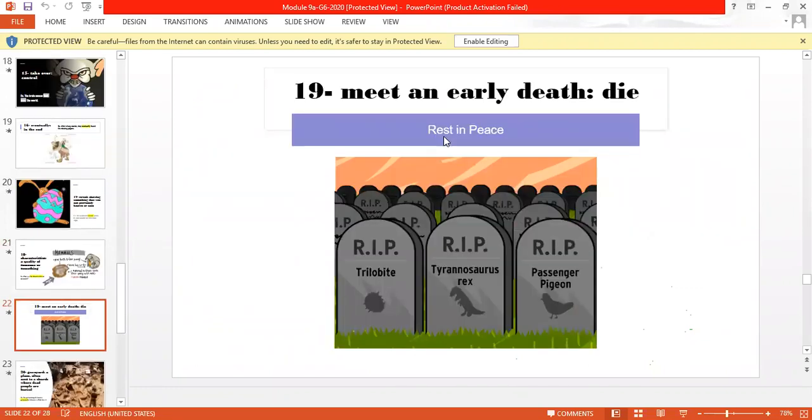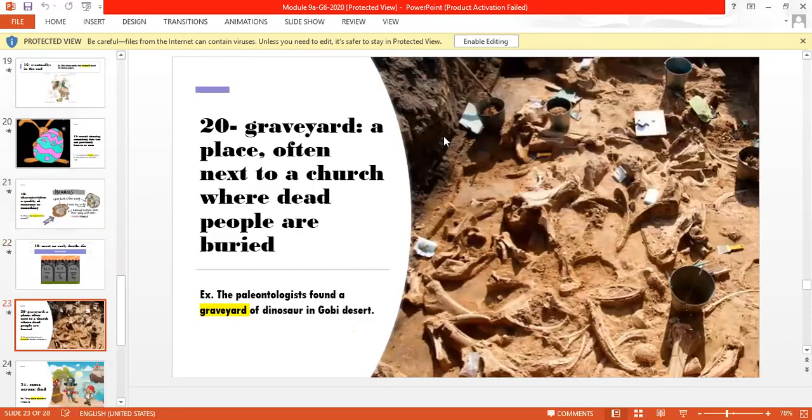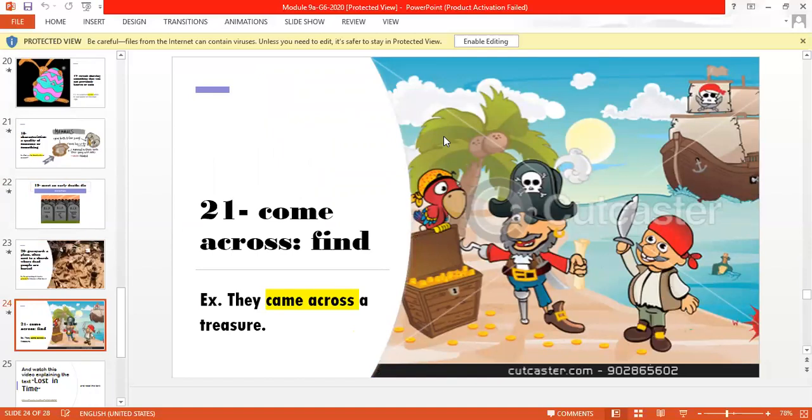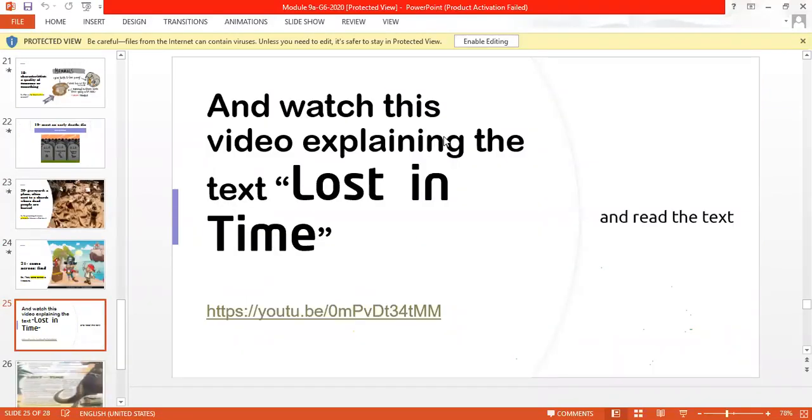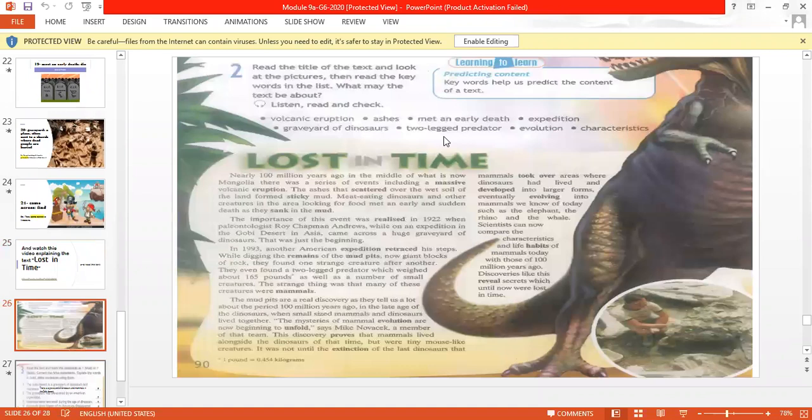Number 19 means early death. It means next to the church, where dead people are buried. So when somebody dies, this person is buried in a graveyard. For example: they just found the graveyard of dinosaurs. Here, towards number 11, this is the stage.